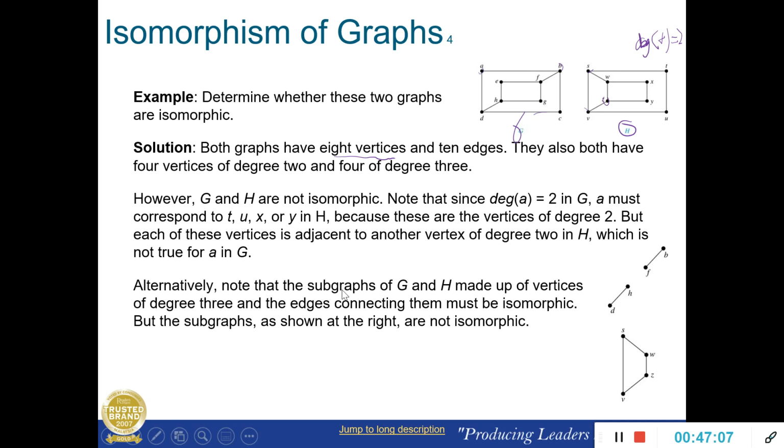So alternatively, note that the subgraphs of G and H made of vertices of degree 3 and the edges connecting them must be isomorphic. But the subgraphs as shown on the right are not isomorphic. So this is a subgraph which is not isomorphic.